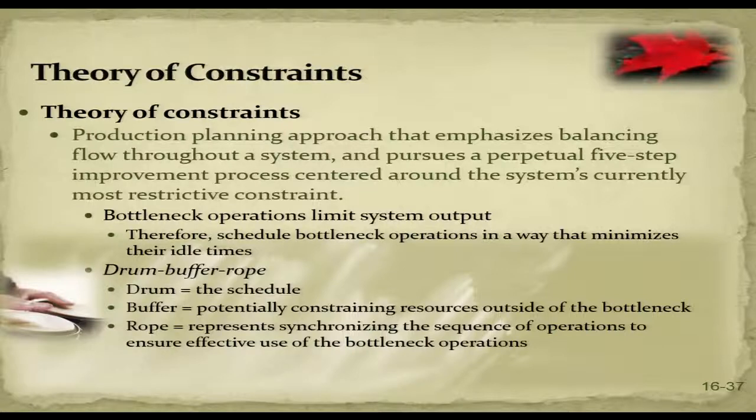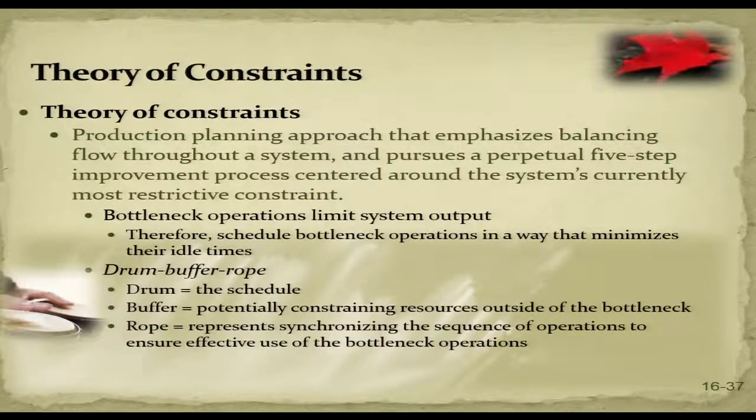Theory of constraints is similar to the theory of the bottleneck. It is a production planning approach that emphasizes balanced flow throughout the system and pursues a five-step improvement process centered around the system's most restrictive constraint. Since we know the bottleneck, whether it's a person, work center or machine, it is the limitation for the whole system's output. It's very important that we break through the bottleneck, either by training, scheduling another person to help you, or splitting the job. Anyway, we can think about how to break through the bottleneck.